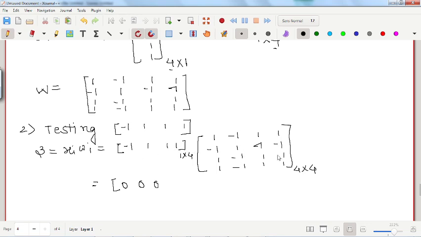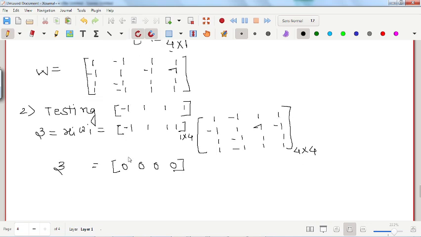Again this row into this column. 1 into minus 1, minus 1. 1 into minus 1, minus 1. Again plus 1 and plus 1. So again it is 0. See, all the elements are 0, 0, 0. So this is the weighted sum.